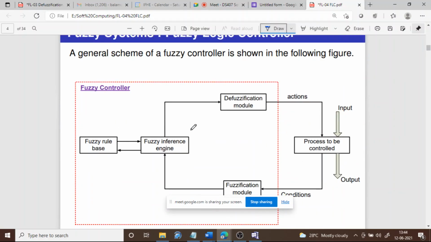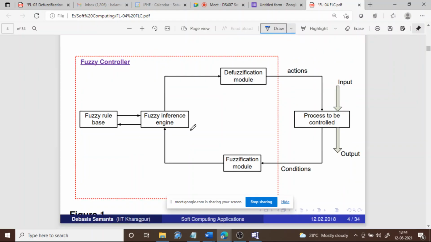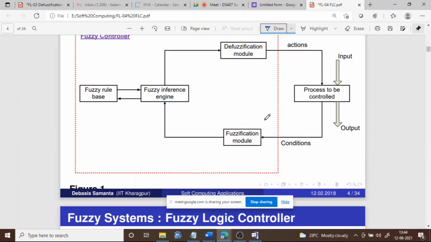So this is the general block diagram of a fuzzy controller. This part is the input. Here the input comes. The input is normally a crisp input, and this input goes to the fuzzification module. This fuzzification module converts the crisp input to a fuzzy value.